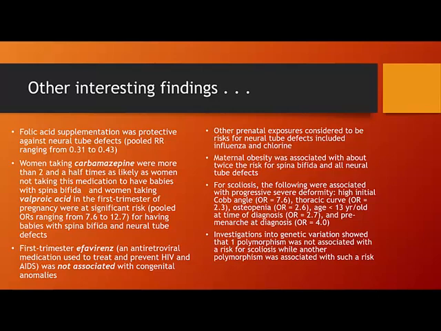And some other interesting findings. Folic acid supplementation was protective against neural tube defects. Women taking carbamazepine or valproic acid, both anticonvulsants, had a higher risk for having babies with spina bifida and neural tube defects. Other prenatal exposures considered to be risks for neural tube defects included influenza, chlorine, and maternal obesity. For scoliosis, the following were associated with progression: high initial Cobb angle, thoracic curve involvement, osteopenia, and age less than 13 at the time of diagnosis, and premenarche at diagnosis. Investigations into genetic variation showed that there was only one polymorphism that was associated as a risk for scoliosis.